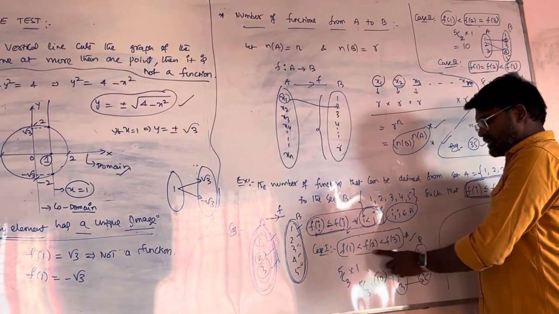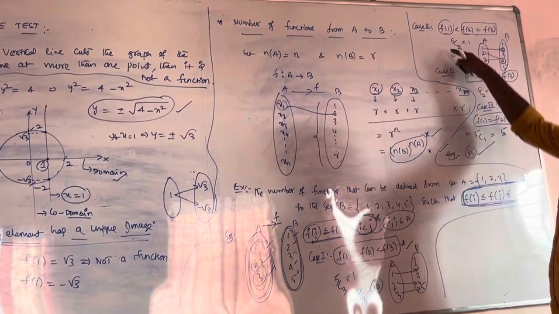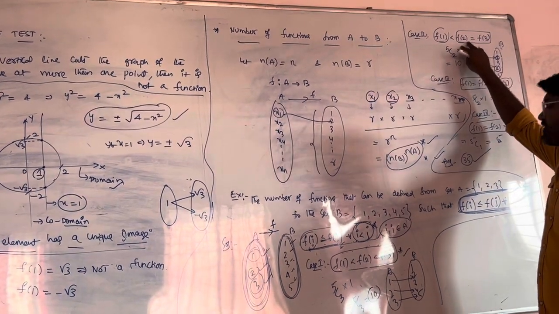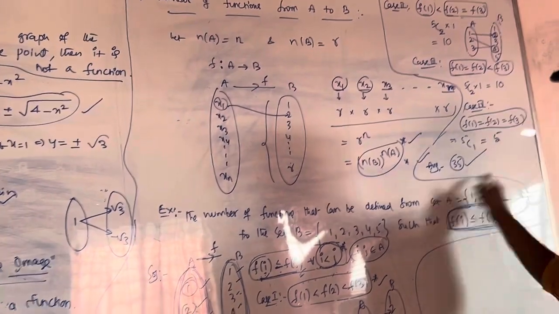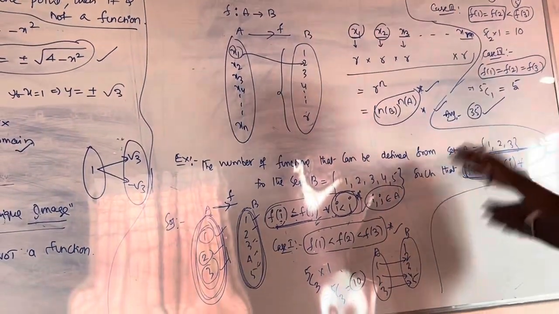One is all are different. The second and third cases: 2 are equal and 1 is different. And the fourth case, all are equal, because we have the equal to symbol also. So this is how we can determine the answer.